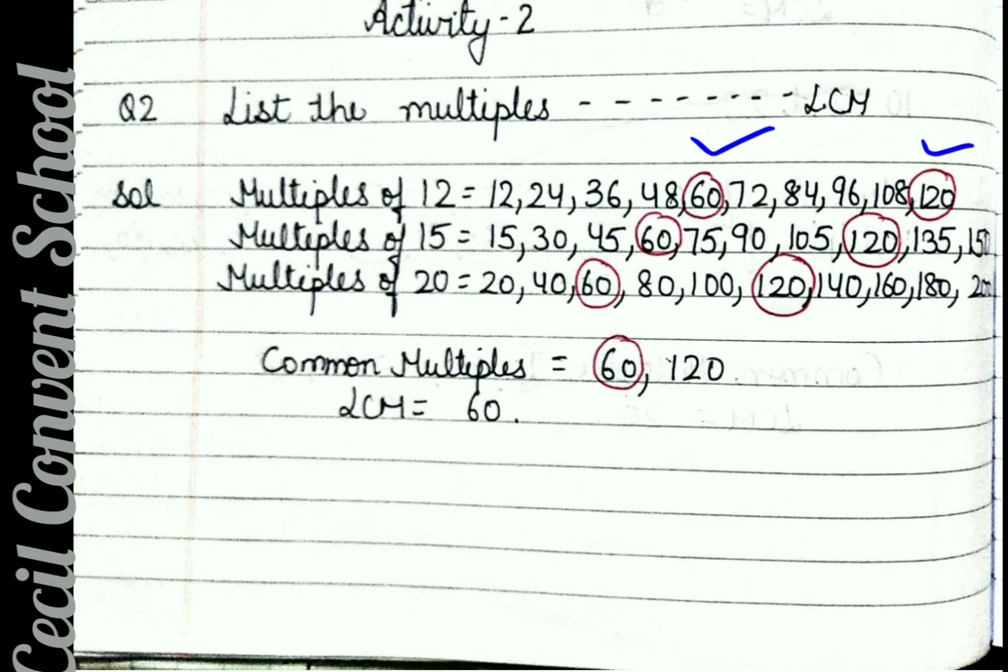Then we see 120. 120 is present in all these three tables. Then I have written them as common multiples. Then among the common multiples, the lowest common multiple is 60. So 60 is the LCM.